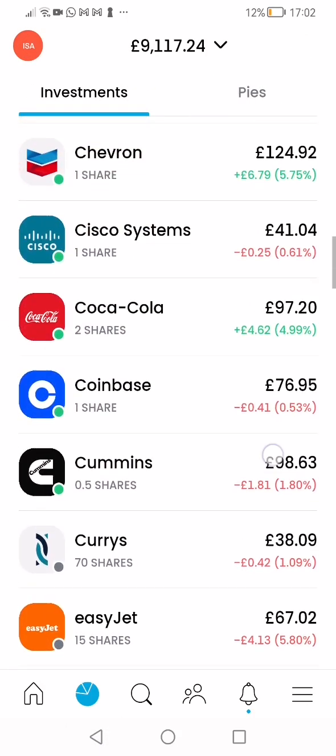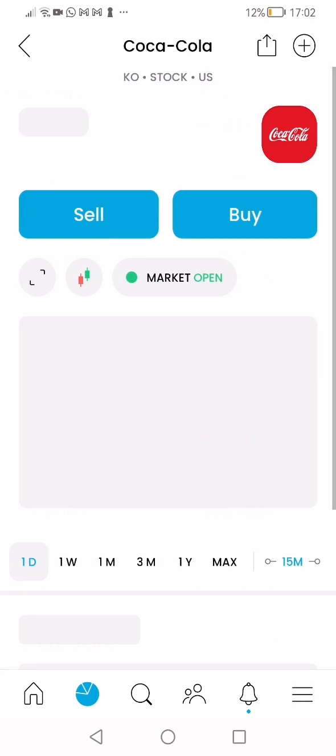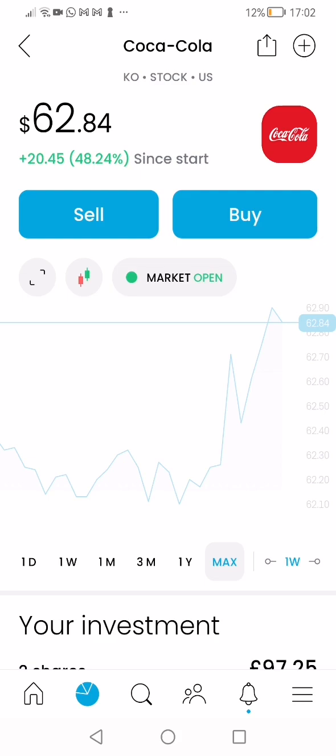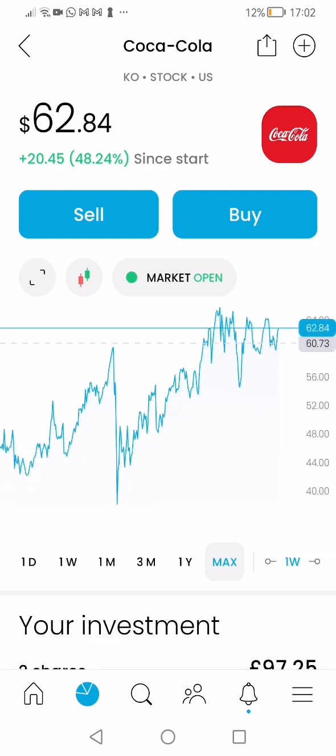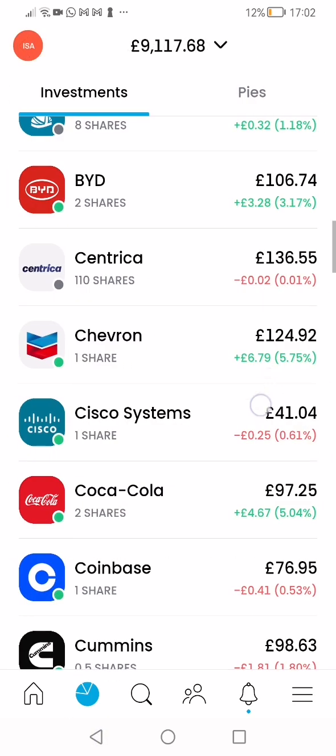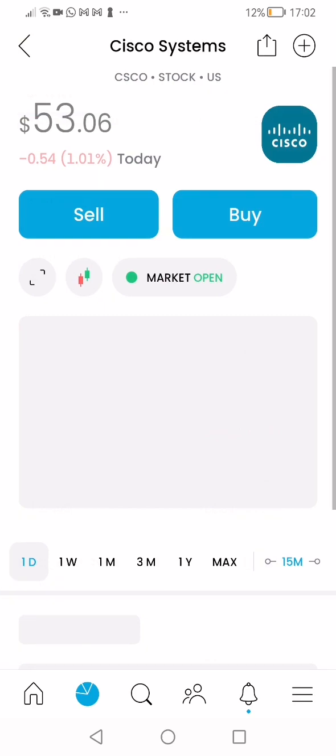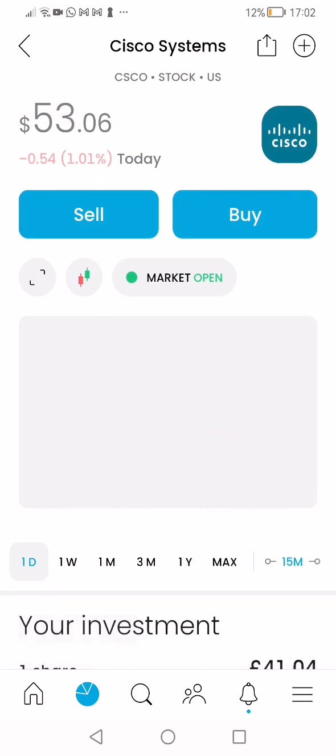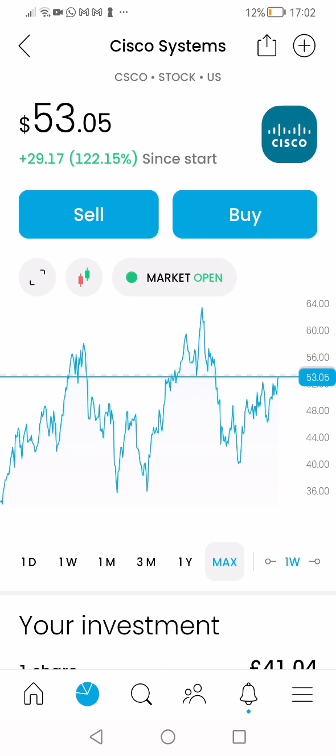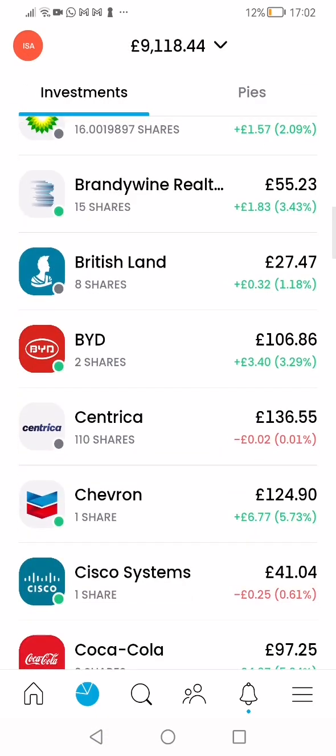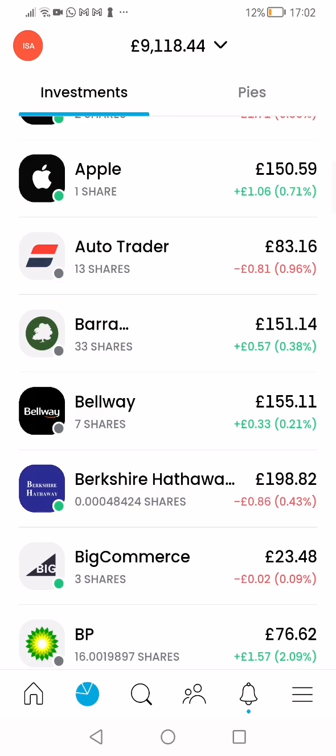Another good one is Coca-Cola. So if you want to put a lot of money in this, you can just put your money in there and watch it grow, as you can see. And likewise, so is Cisco. Another IT. I don't know why Cisco's down today. It's a bit volatile, but it's still a safe stock to invest in. And just bear in mind that this is another good one.